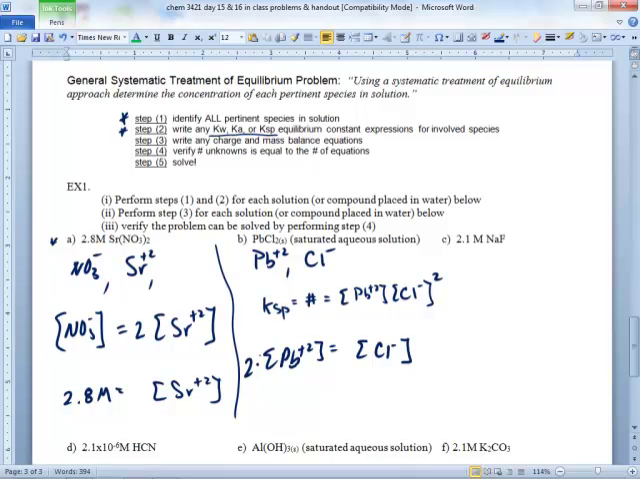Casey, do we even need to ask the question of writing a mass balance? No. Why? There's no point. We have 2 unknowns, 2 equations, quit, do the algebra. Okay?